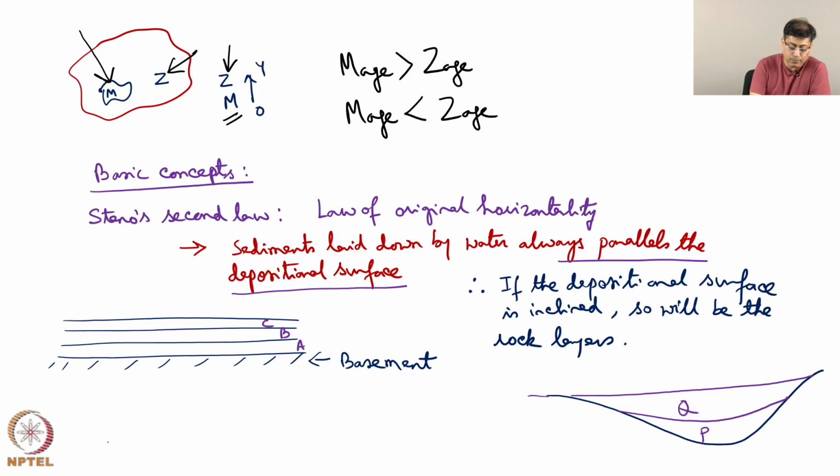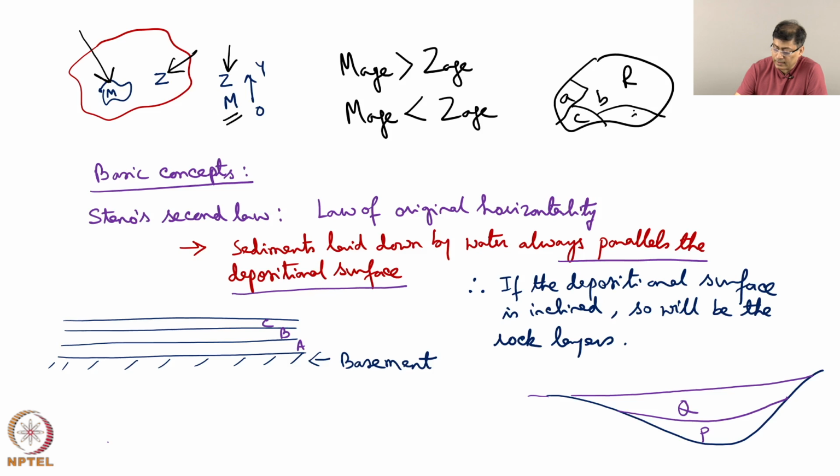Note that here both Z and M have to be rocks, none of them are minerals. Within a rock there can be several minerals A, B, C and D. Here M is not a mineral within rock Z. M is a rock, Z is a rock. So, be careful while applying this principle. M must be a rock, it must not be a mineral, a piece of mineral.